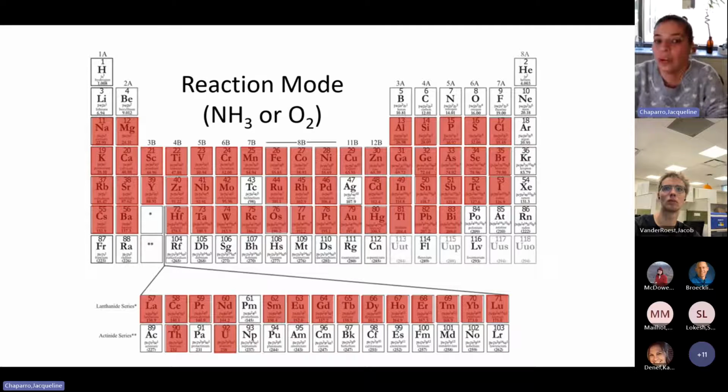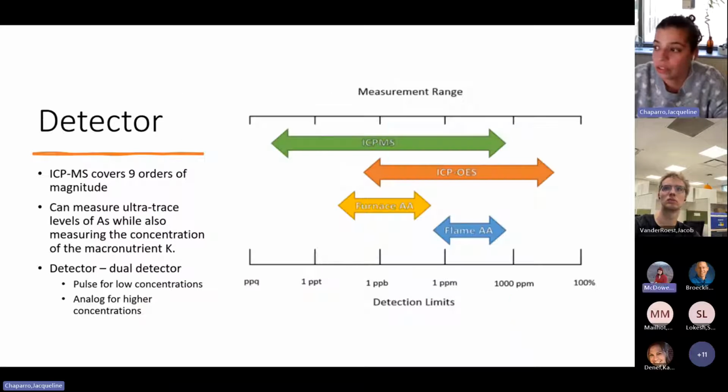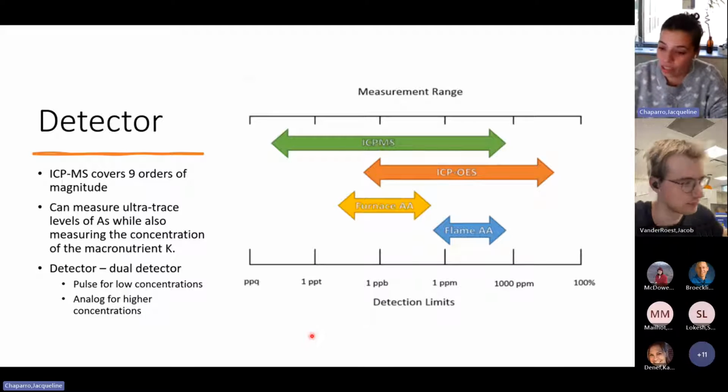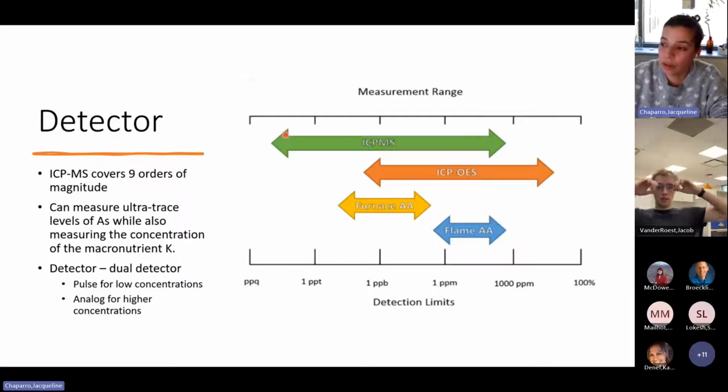The next thing that's important to talk about with respect to ICP-MS is the detector. And this is one of the benefits of using ICP-MS for elemental analysis. First of all, I have a depiction here of the different detection limits of the different instruments that are able to analyze elements, and there are positives and negatives for each.